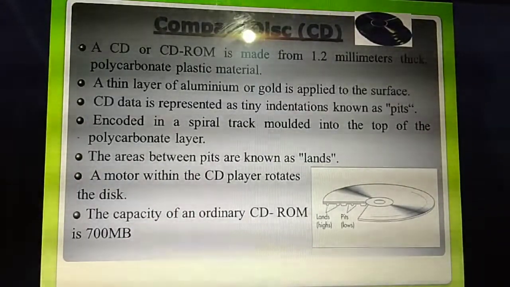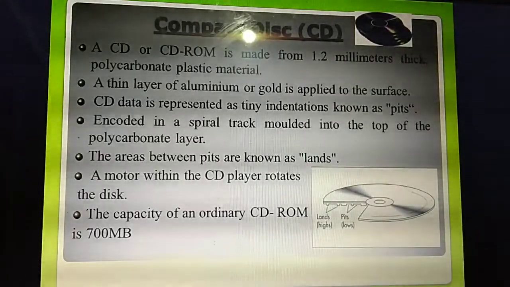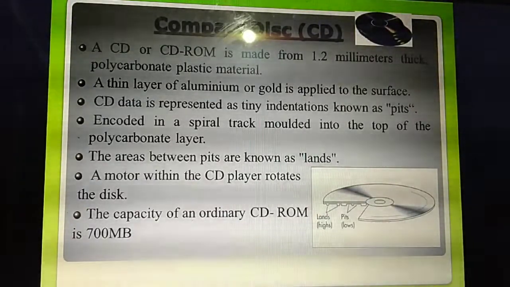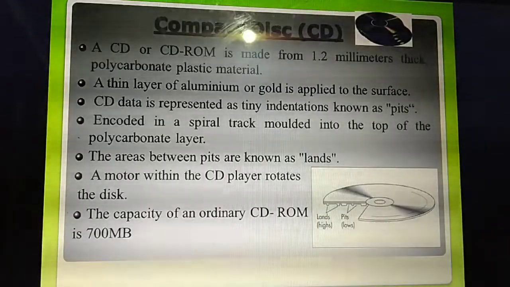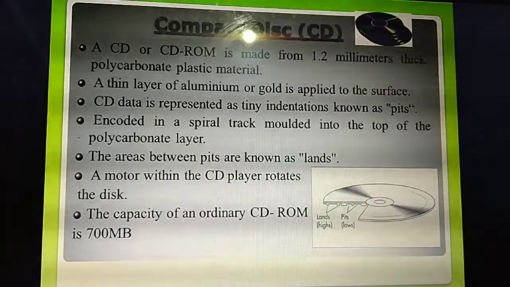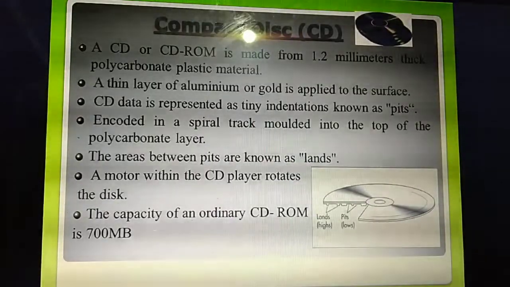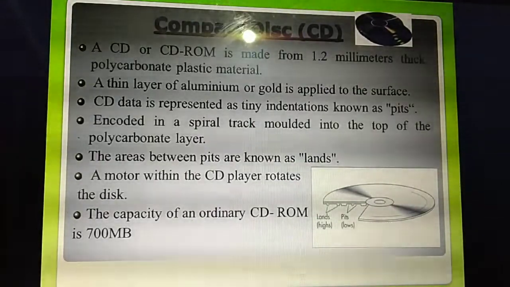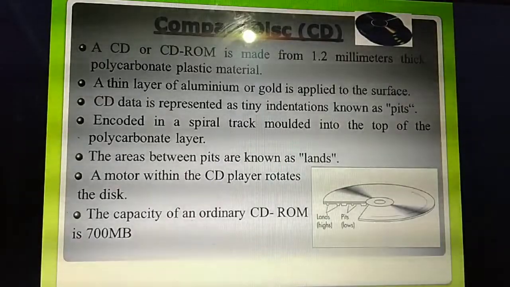Polycarbonate material. If you look at a CD, you can see some shining colors, isn't it? Glitter from the CD. You can see that, isn't it? Yes. So why can you see it? A thin layer of aluminium is applied on the surface.